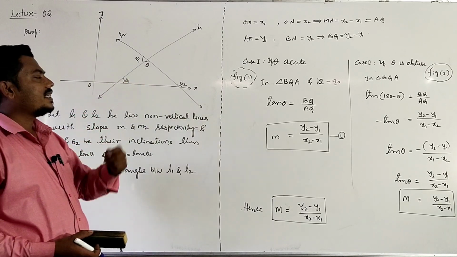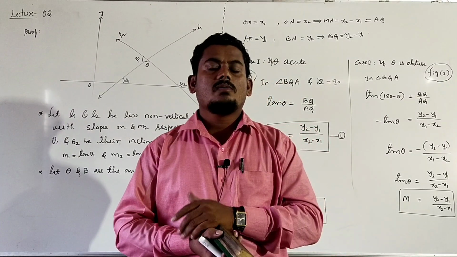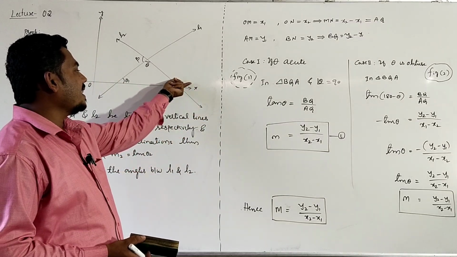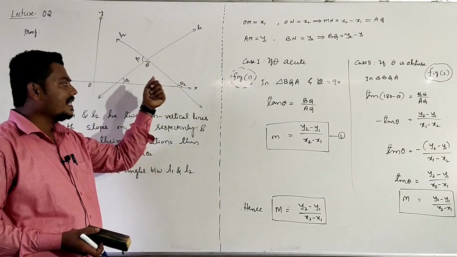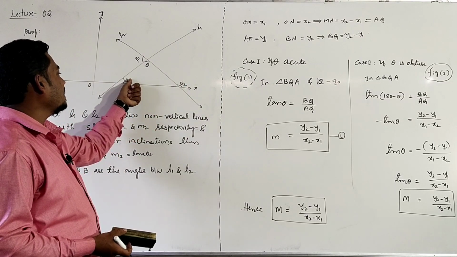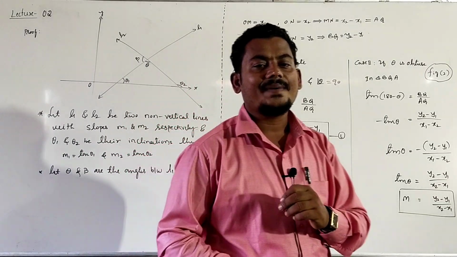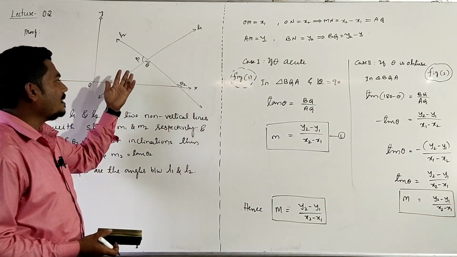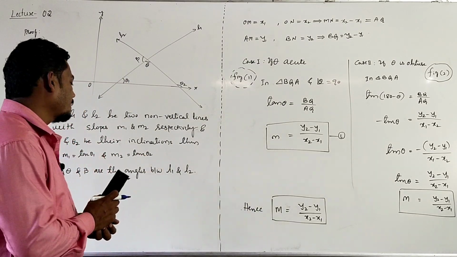Now look at this figure. From the figure, what do you conclude? Already you know the exterior angle is equal to the sum of the opposite interior angles. Theta 2 is equal to theta 1 plus theta. Our requirement is finding the theta value. Theta is the acute angle between two lines. Suppose theta may be acute or obtuse.